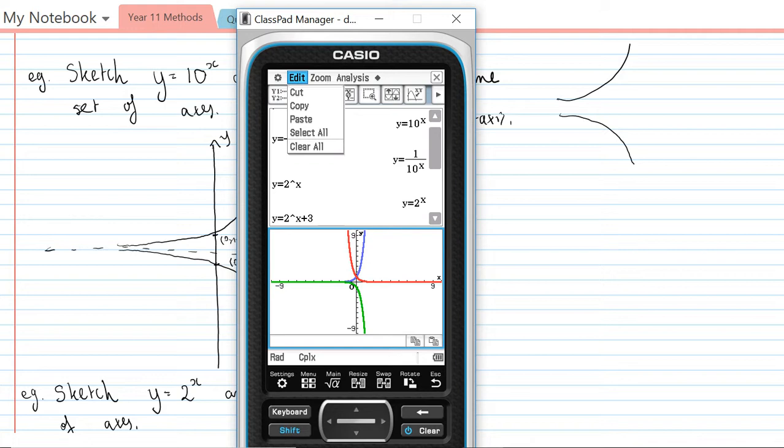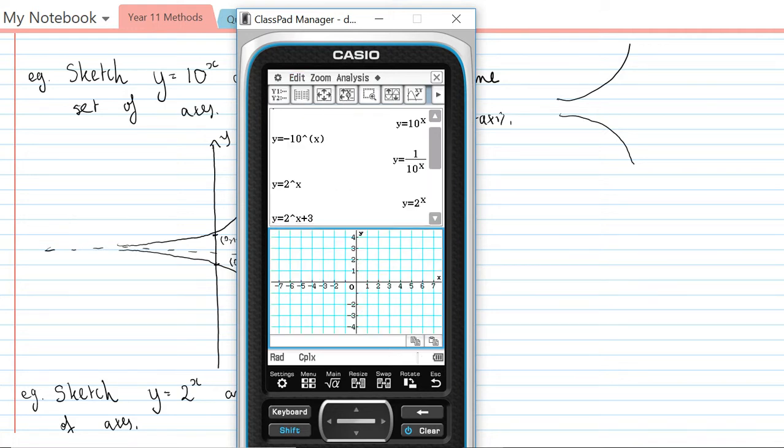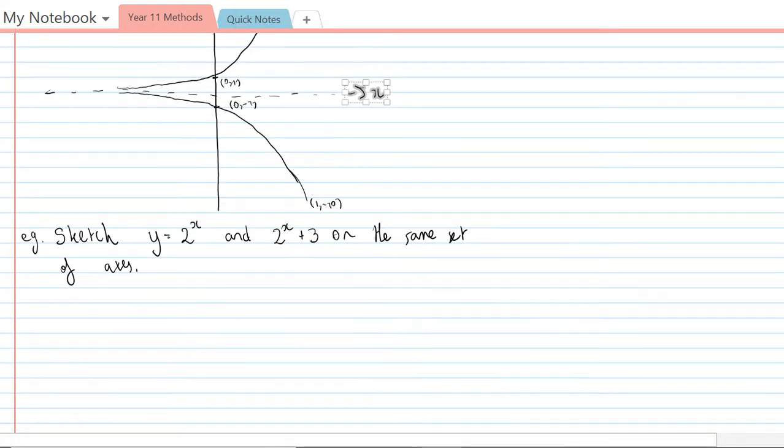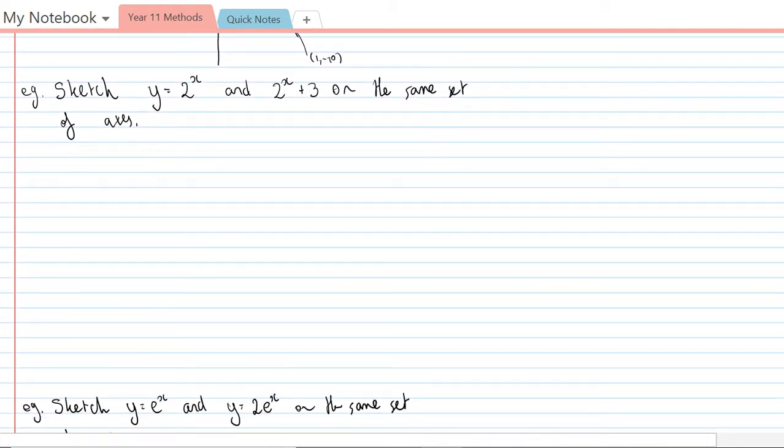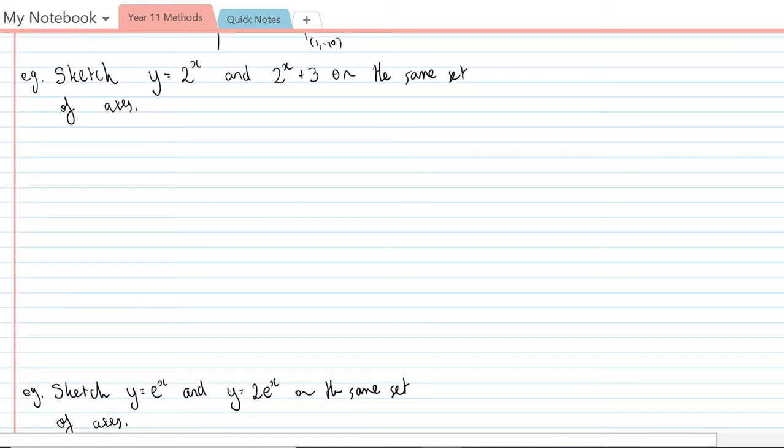Rightio. Let's have a look at the next equations. So sketch y equals 2 to the x and, I should put y equals in front of that, y equals 2 to the x plus 3 on the same set of axes. So we have a plus 3. This is a vertical translation of 3 units in the positive direction of the y-axis, or basically it moves the graph 3 units up.